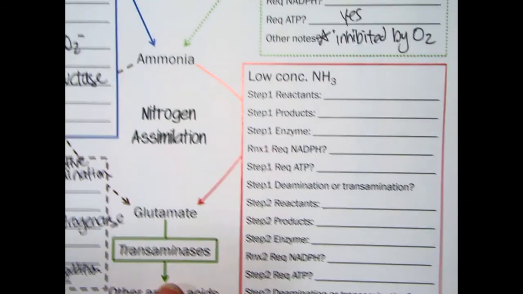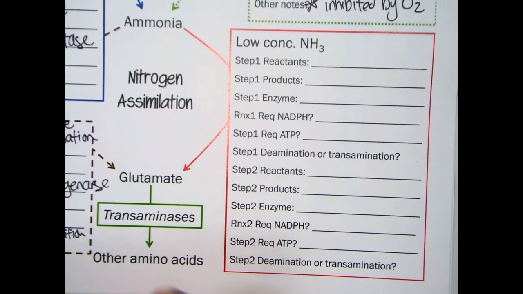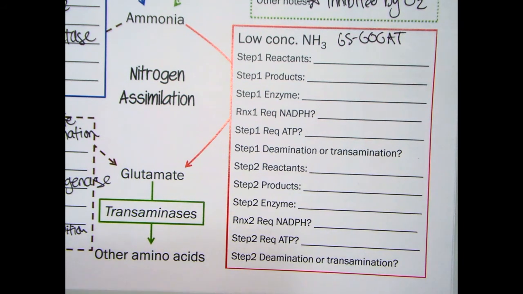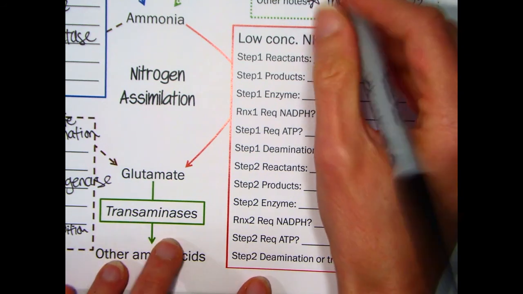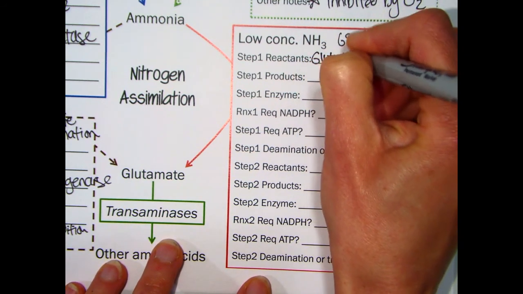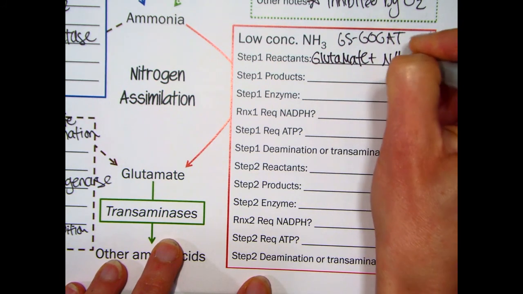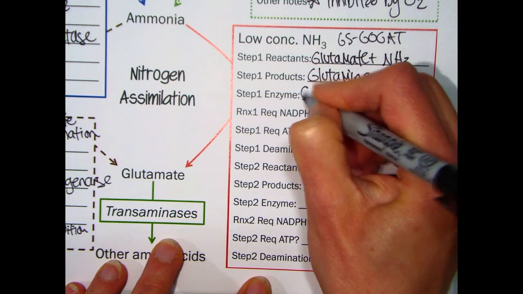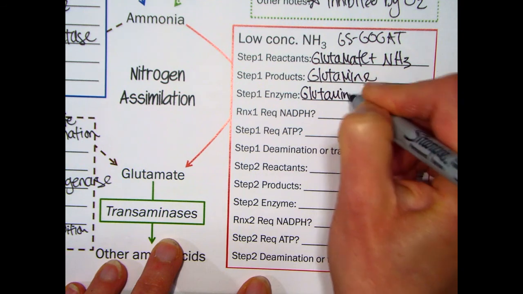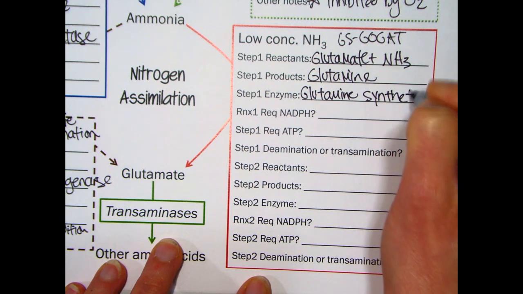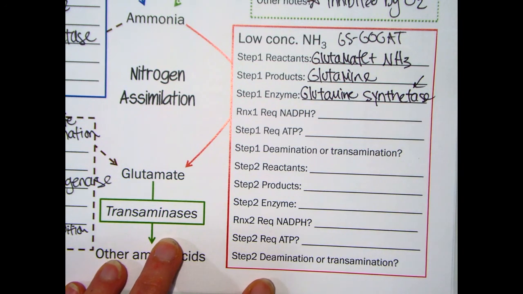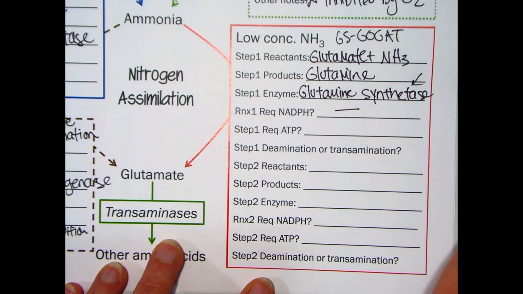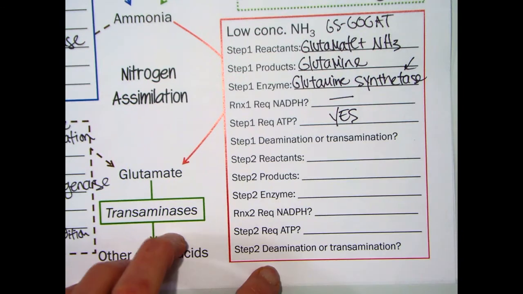All right, if the cell has a low concentration of ammonia, then it will use the GS-GOGAT system, which is a 2-step process. In the first step, the reactants are glutamate and ammonia, and the products are glutamine. This is done by the enzyme glutamine synthetase, right? Super important T right there. That T helps us to remember that although this reaction does not require NADPH, it does require ATP.